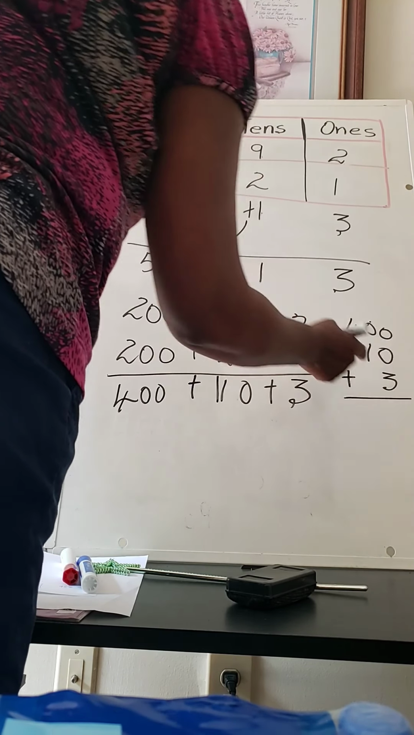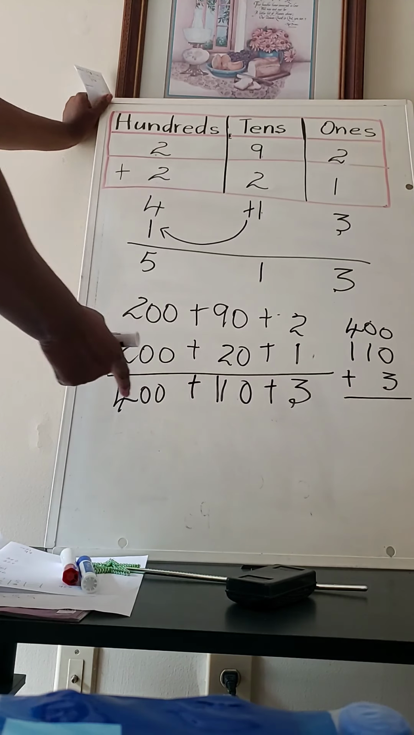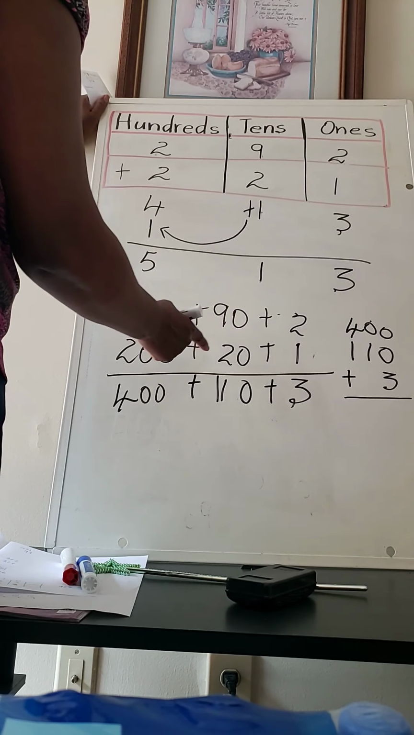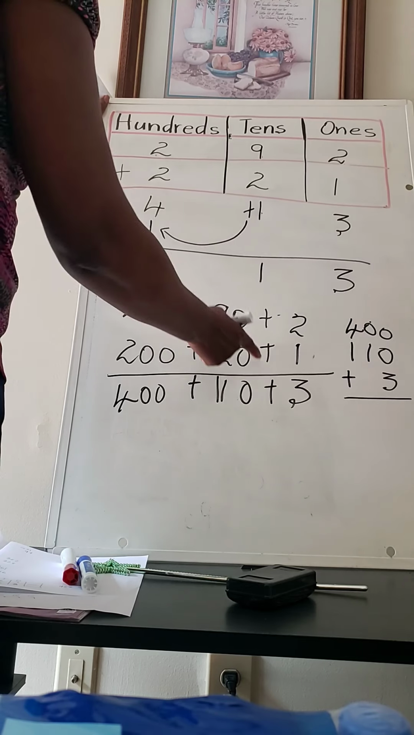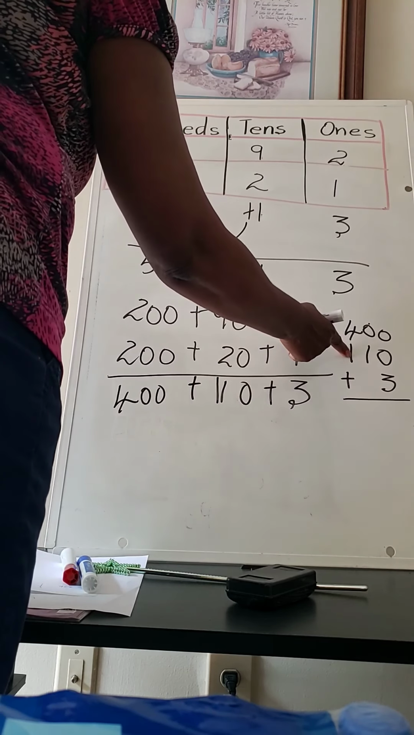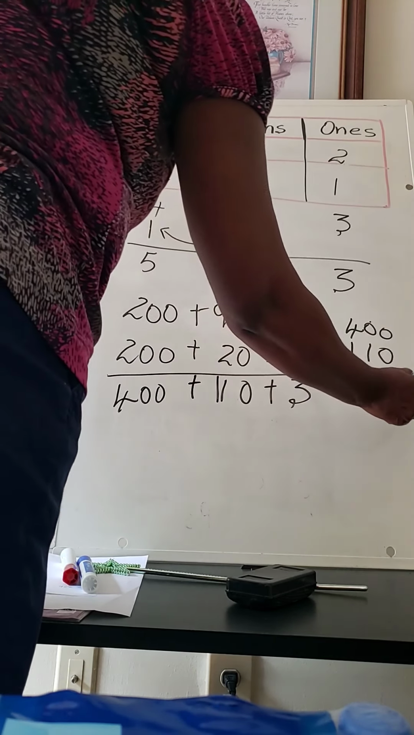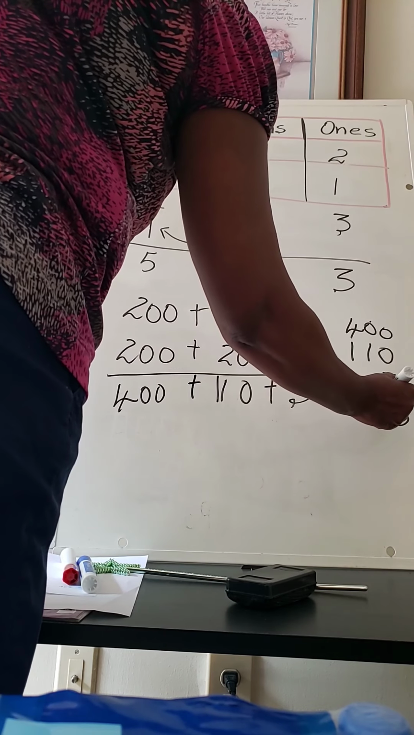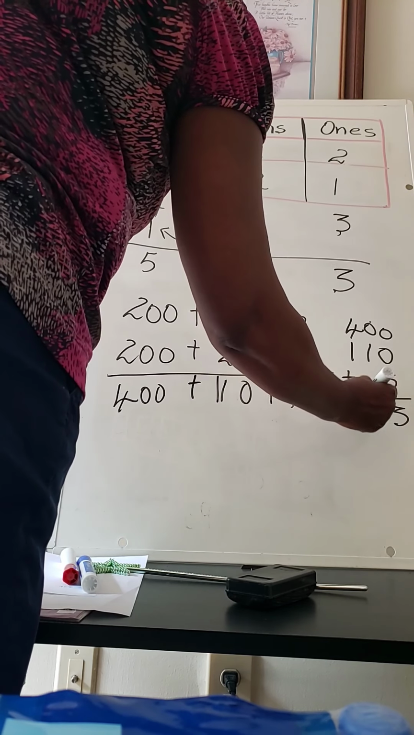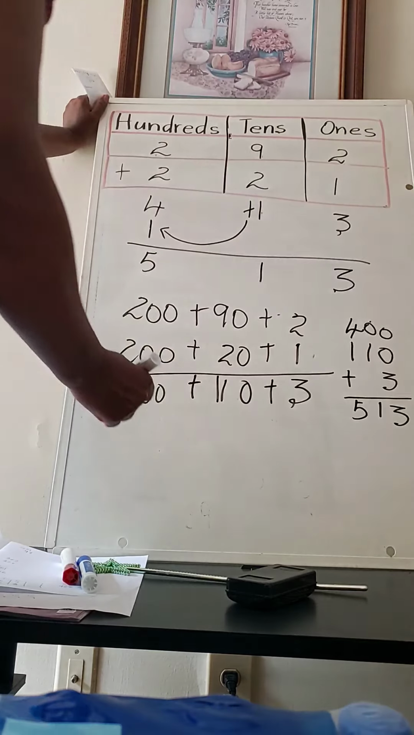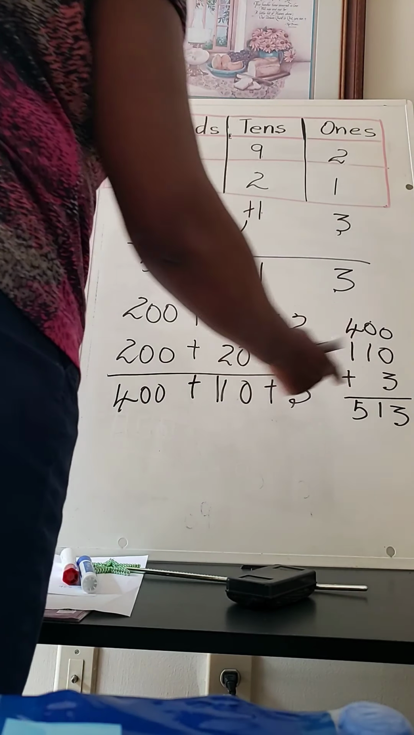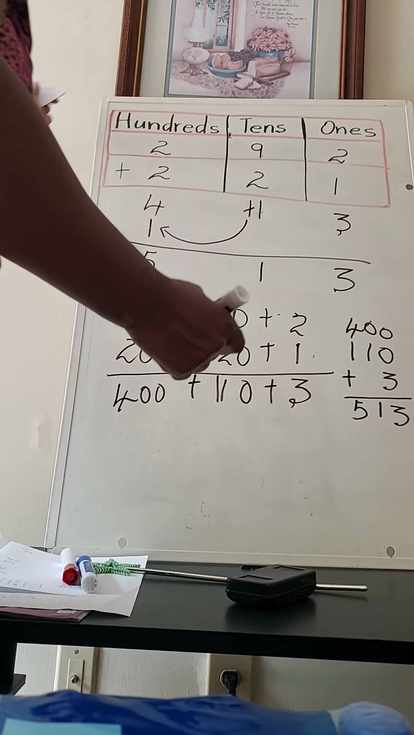3 ones. So this 110 is the result of 90 plus 20. 90 plus 20 gives us 110. So now we have 3 ones, 110, 500. So it is 513, and that is in expanded form.